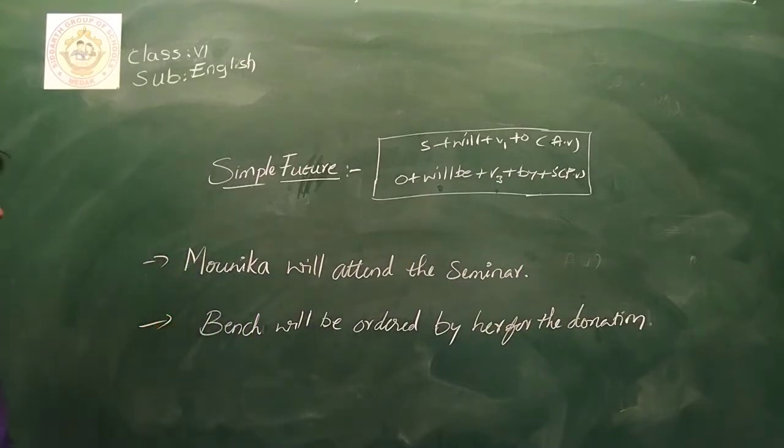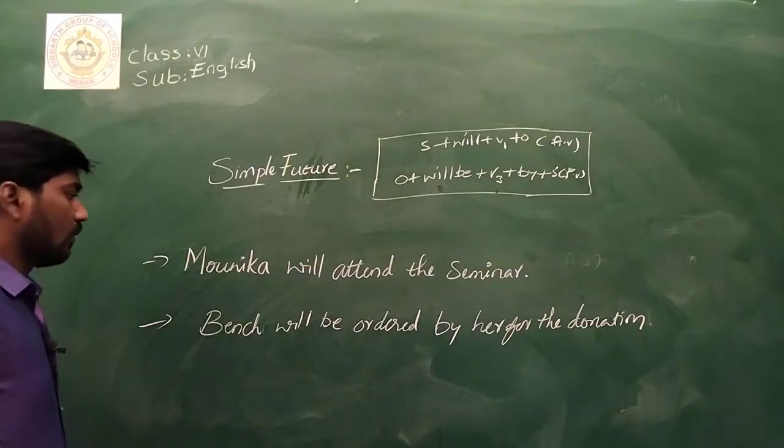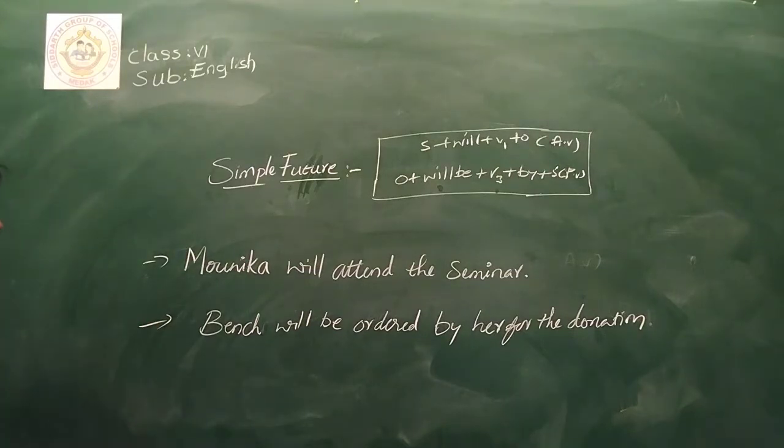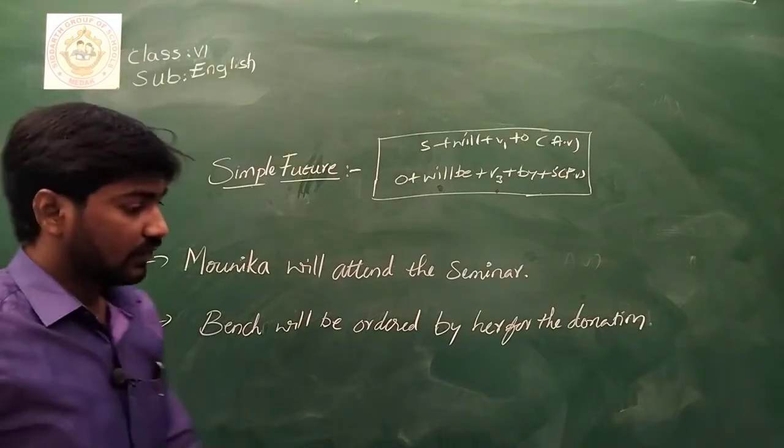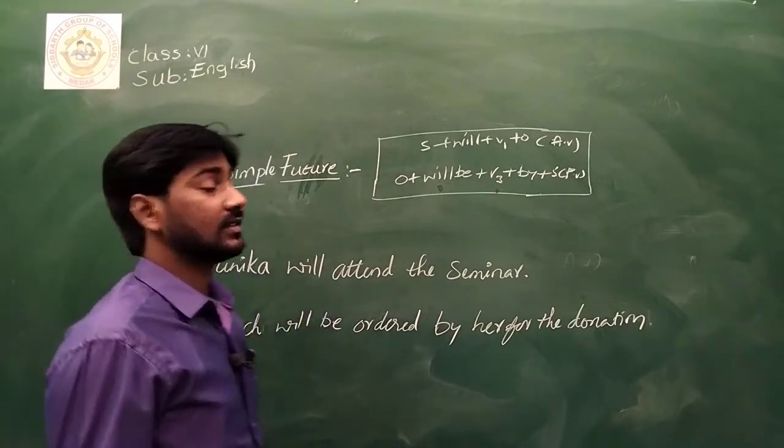Change these two sentences, one from active voice to passive voice, one from passive voice to active voice. One is: Monica will attend the seminar, change that into passive voice. Next is passive voice, change to active voice: Bench will be ordered by her for the donation. Change those two, active voice to passive voice, passive voice to active voice. That is your homework.